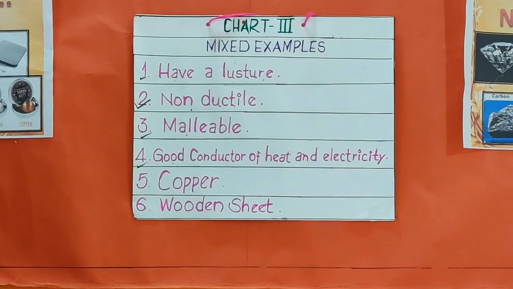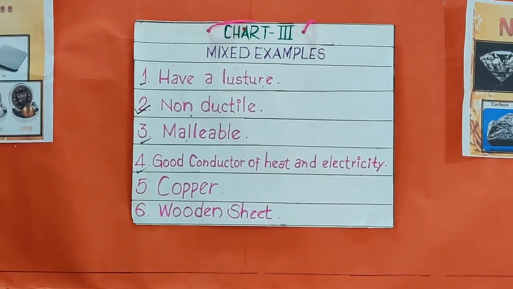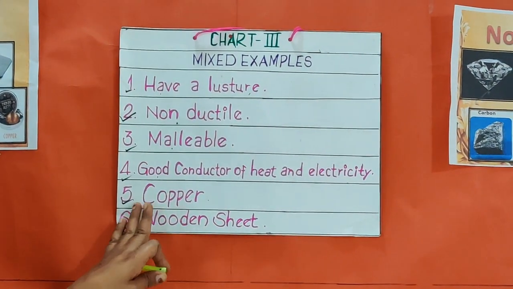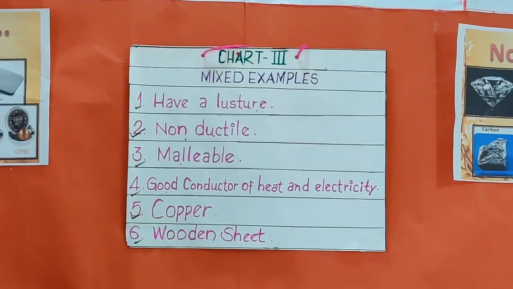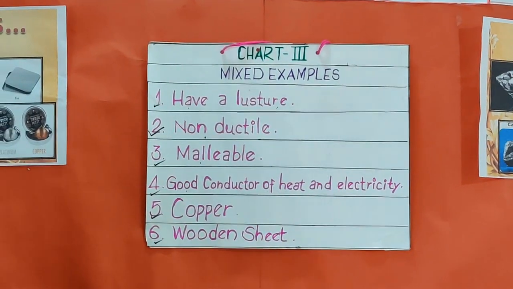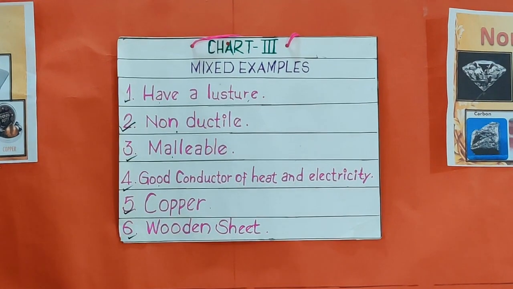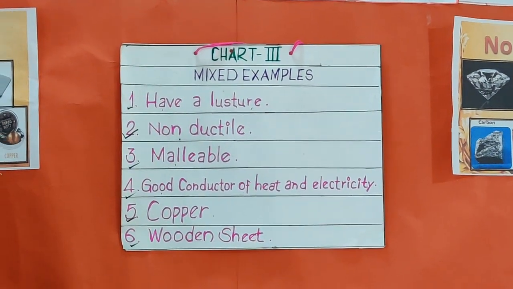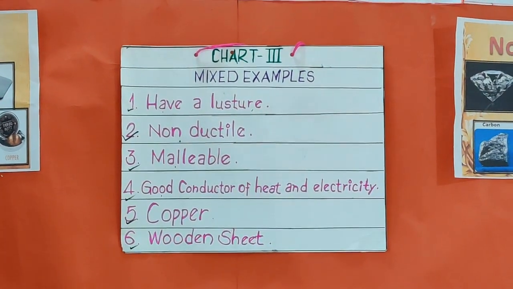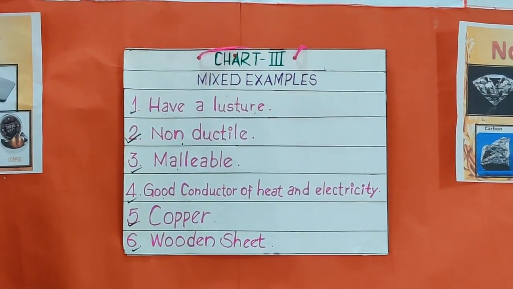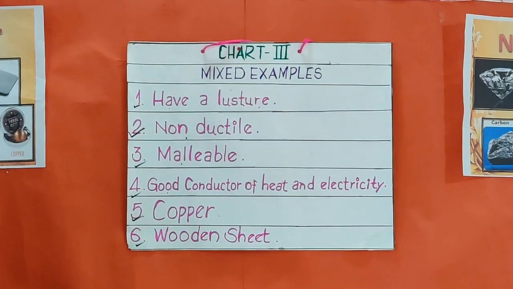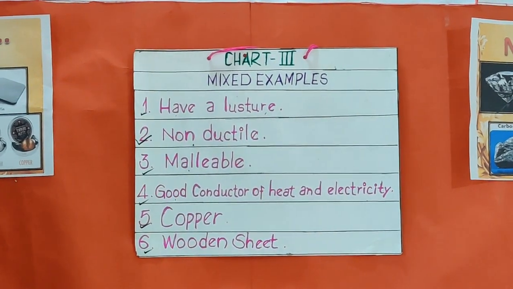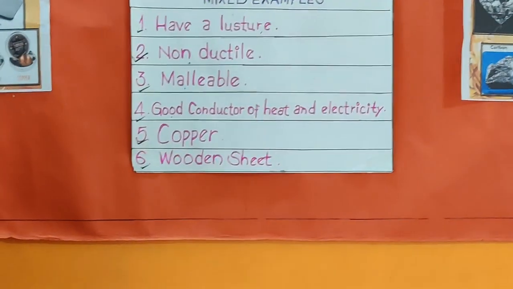And tell me some examples of metals and non-metals. In this chart, copper is the example of metal, while wooden sheet is an example of non-metal. Very good. Now, tell me some more examples of metals and non-metals. Metals are aluminium, magnesium, while non-metals are cloth, wood, plastic, etc. Very good. Non-metals are wood, cloth, and metals are aluminium, gold, silver, iron, etc.